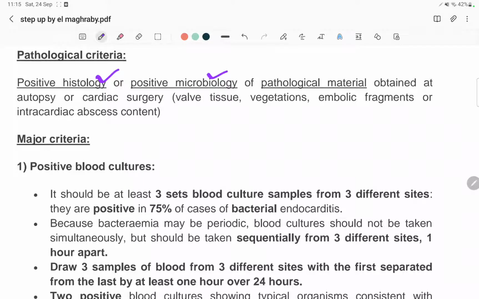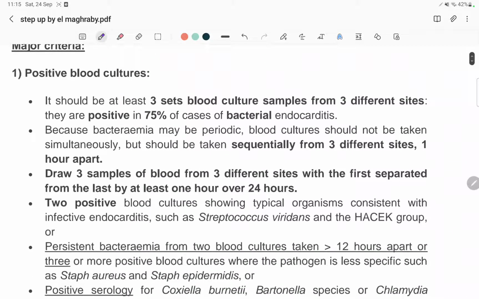Now major criteria include positive blood culture. It should be at least 3 sets of blood culture samples from 3 different sites. They are positive in 75% of cases of bacterial endocarditis. Because bacteraemia may be periodic, blood cultures should not be taken simultaneously, but sequentially from 3 different sites, 1 hour apart. Draw 3 samples of blood from 3 different sites, with the first separated from the last by at least 1 hour over 24 hours.